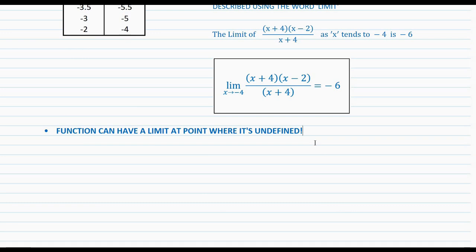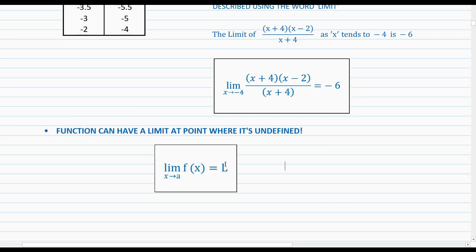For a general function f of x, the same notation looks like, which is read as the limit of f of x as x tends to a is equal to a value of L. Now, it's very, very important that the same value is approached from both the positive and negative directions for it to be considered as a limit. Otherwise, the limit just doesn't exist.